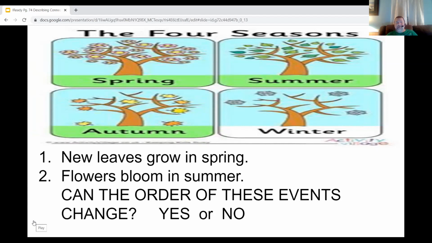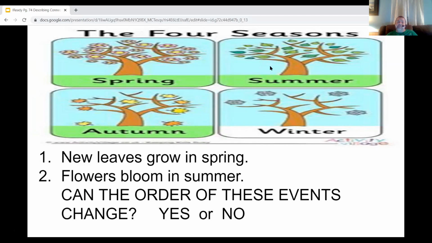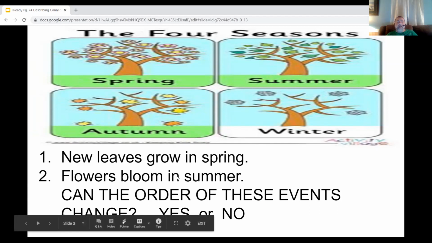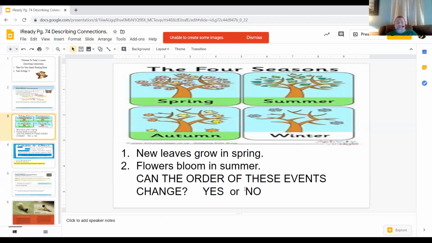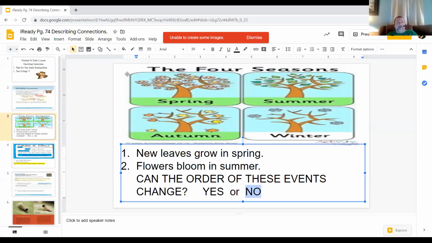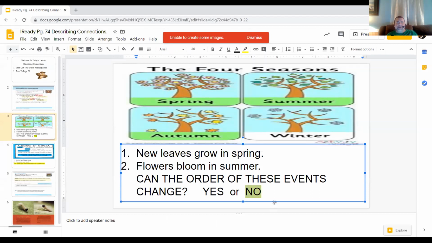What do you think? No, the order of these events cannot change because summer does not come before spring, and spring does not come after summer. So the first season is spring, followed by summer, then autumn and winter. So first, the new leaves have to grow, and then the flowers can bloom. So we're going to highlight this answer. Our answer is going to be no.